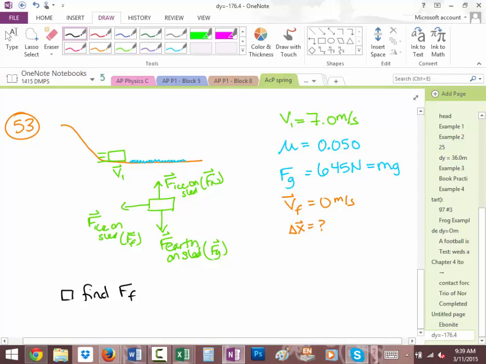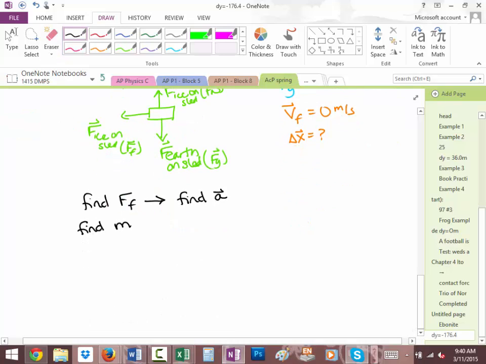We can find the acceleration. Then we can find, well, how? Acceleration is force divided by the mass. Well, let's find the mass at some point. So we need F net to be all the forces. All of them, all together.